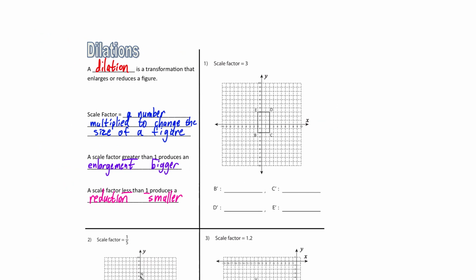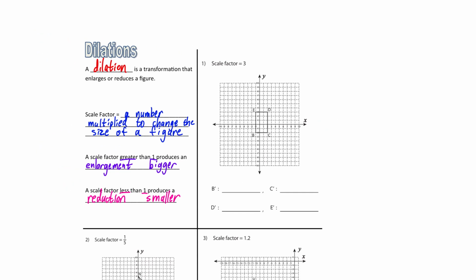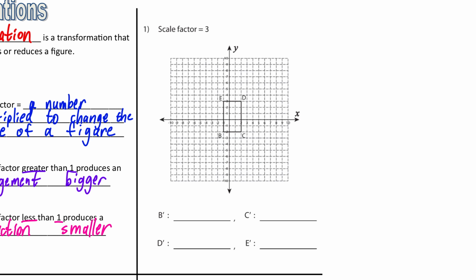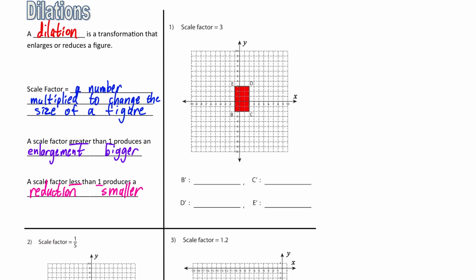Okay, looking at number 1, we are going to dilate this figure by a scale factor of 3. So we're going to dilate that rectangle by a scale factor of 3. So here's what I need to do first: I need to figure out what the coordinates of each of these points is. Now, this is for B prime, so I'll be writing my new dilated numbers in there in a second, but I'm just going to write B next to it, okay? So where is B at?